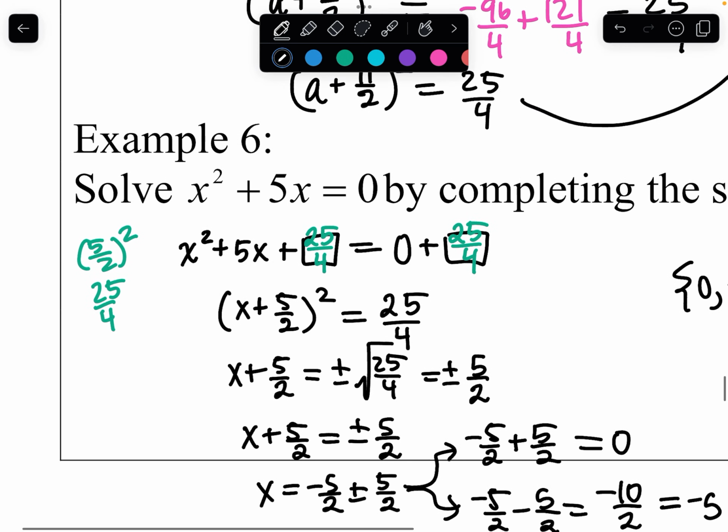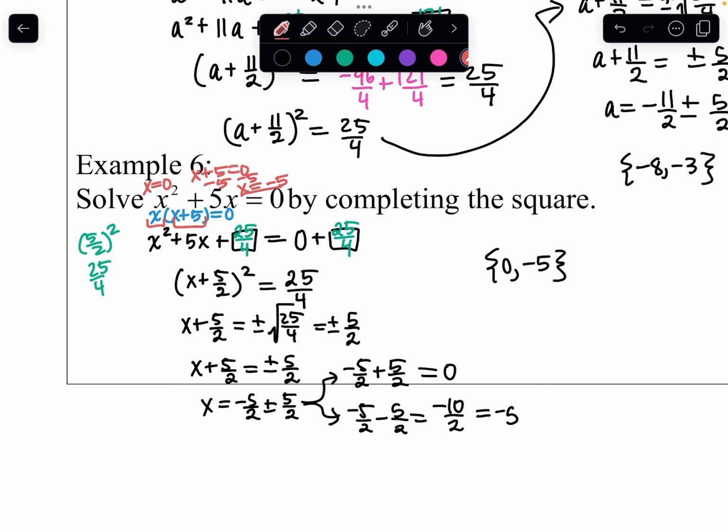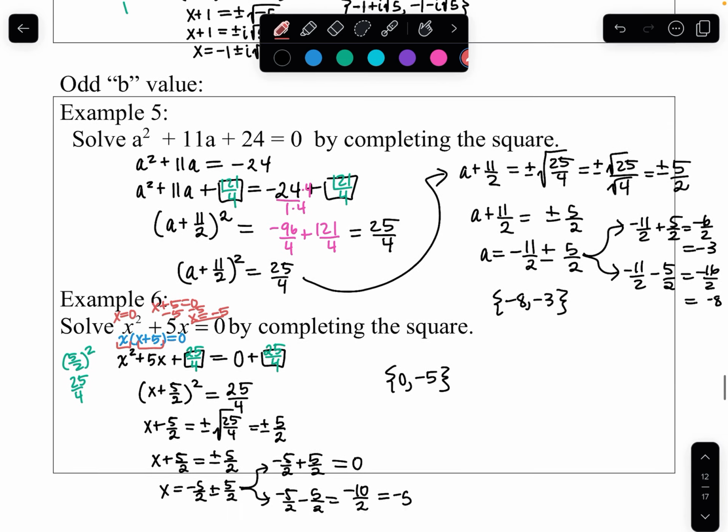And if you had solved this by factoring, you would have just factored out an x. And then setting your two factors equal to 0, you'd get x equals 0 as one solution, x plus 5 equals 0 to give you the negative 5 as your second solution. So multiple ways to work these quadratic equations.